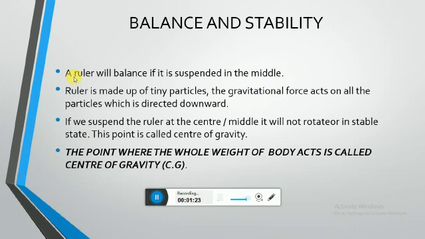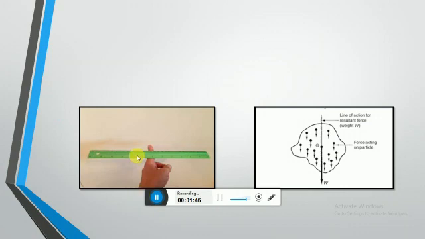Okay, here let's discuss an example of a ruler. A ruler balances if it is suspended at the middle. If we take a ruler, or you can say a scale, and put it in such a way in our hand, that will be shown in the figure on the next slide. So here is the figure, and this ruler is balanced or stable at its own center. Okay, so the question is this: what is the reason behind it?